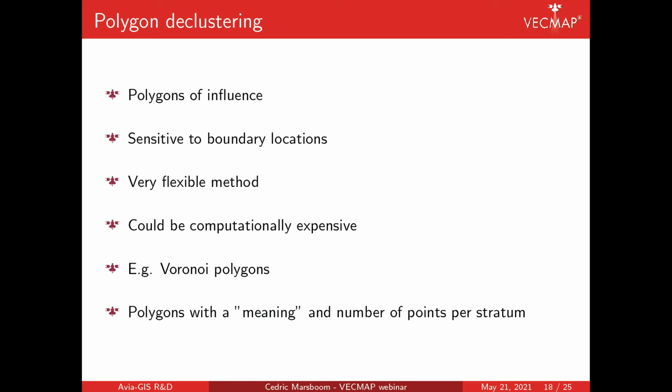That's based on Euclidean distance, but you don't have to use Euclidean distance. You can have polygons with a meaning, like a land cover, and work based on the number of points per stratum. You can use something like environmental distance plus Euclidean distance. That depends on what your question is, of course.